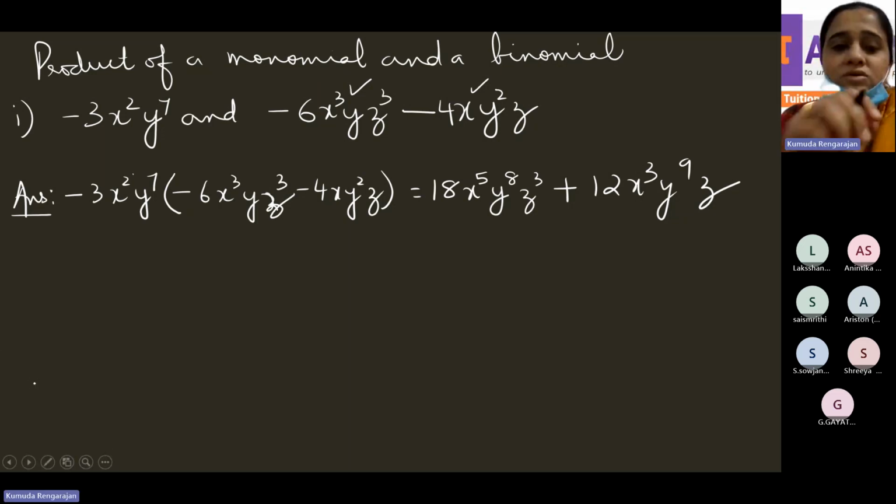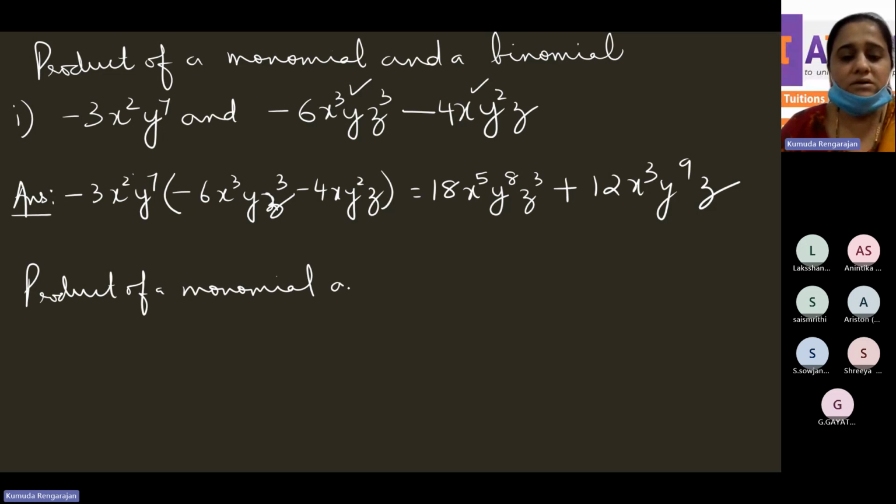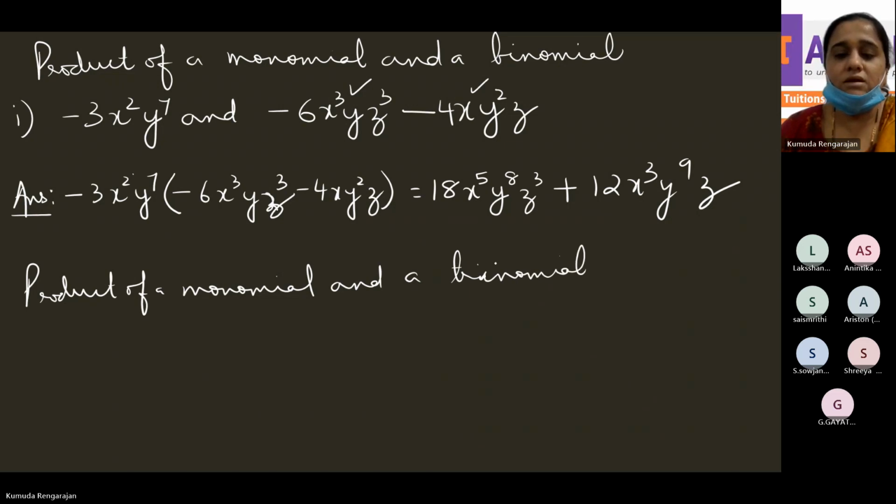Now let's understand how to do this. The procedure is the same. Supposing you have to find the product of a monomial and a trinomial. It's similar. Product of a monomial and a trinomial. I'll just take the next slide. This is the heading: find the product of the given monomial and a trinomial. Okay, I'll take the next slide.